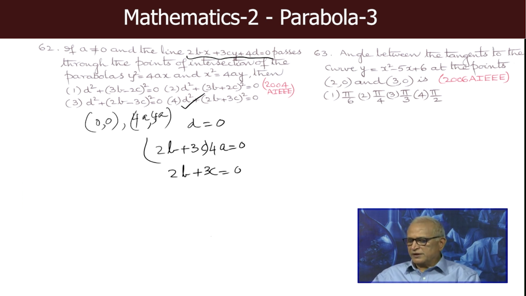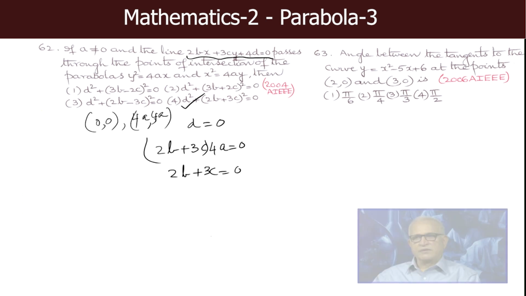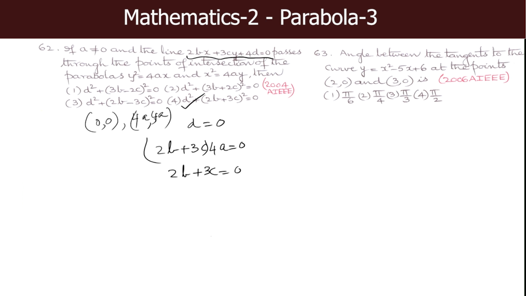Next question, also the same paper, 2006 AEEE. Angle between the tangents to the parabola y equal to x square minus 5x plus 6. You know that the equation y equal to ax square plus bx plus c also represents a parabola. So, y equal to x square minus 5x plus 6.